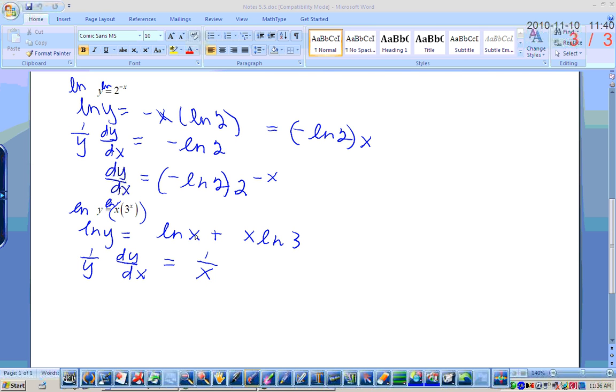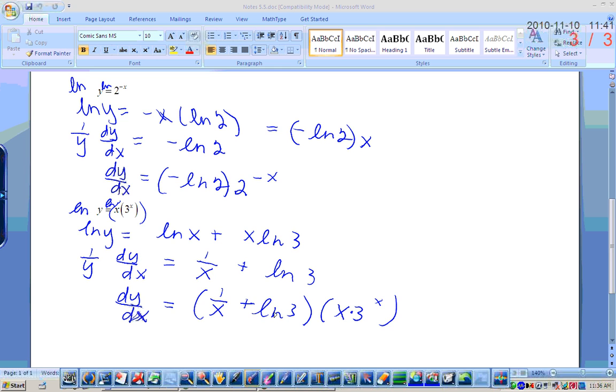Okay, so the derivative of ln x is 1 over x. What's the derivative of x times ln 3? ln 3. And then the last step is just to what? Multiply by y, which is really whatever y is. x times 3 to the x. Okay, and that's all you have to do.